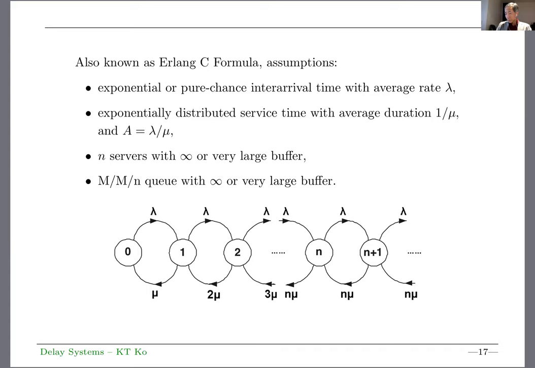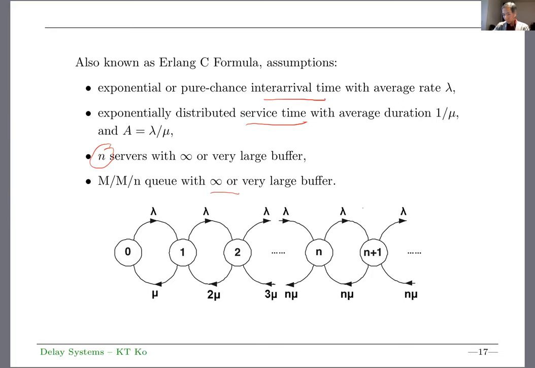So the idea is still the same: exponential inter-arrival time, exponential service time, and this time you have N servers. N could be 3, as in the example, or any other value, and there is infinite buffer size. The difference from the last one, the M/M/1/Q, is this. Let's look at what's common.